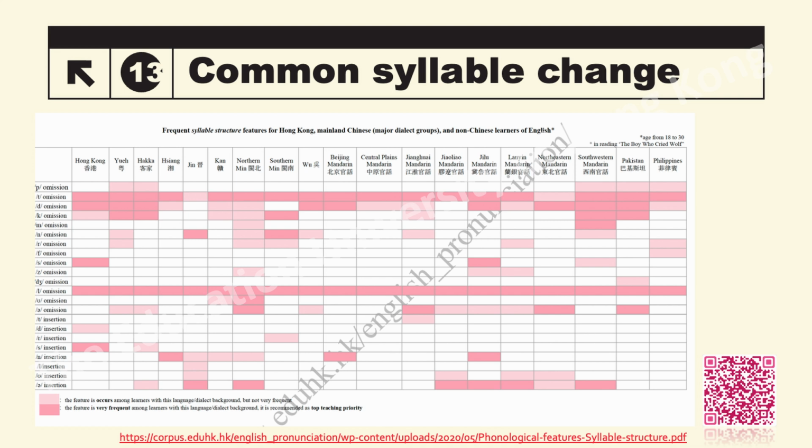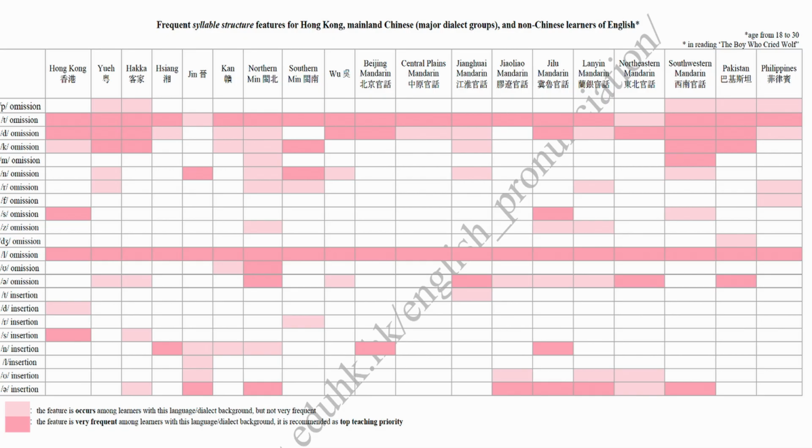We also summarized the common syllable changes, which is available as a PDF file, linked by this QR code. Speakers from Hong Kong, whose native language is Cantonese, tend to omit T sounds, which is indicated by the pink-colored box. This feature can also be observed in speakers from various dialect backgrounds, except those from some dialect backgrounds, which is indicated by the pale pink-colored box. The white boxes represent features that aren't the most prevalent, or the least prevalent among speakers from the dialect background.